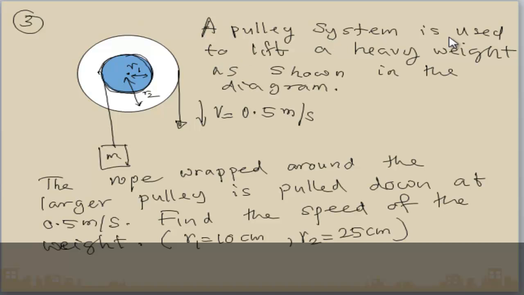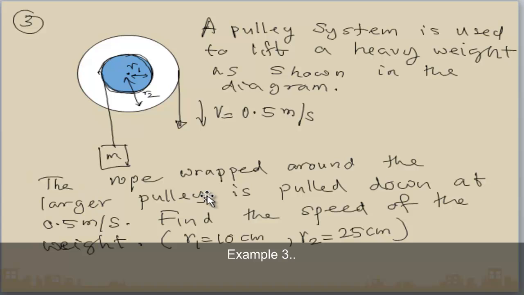A pulley system is used to lift a heavy weight as shown in the diagram. So we have a larger pulley here and a smaller pulley, and the larger pulley has a rope wrapped around it, and this rope is pulled at a constant speed of 0.5 meters per second. So when you pull this rope down, the weight moves upward with some speed.